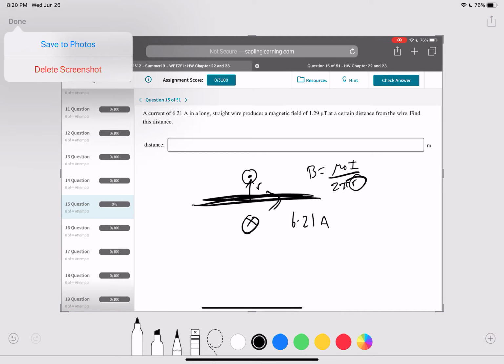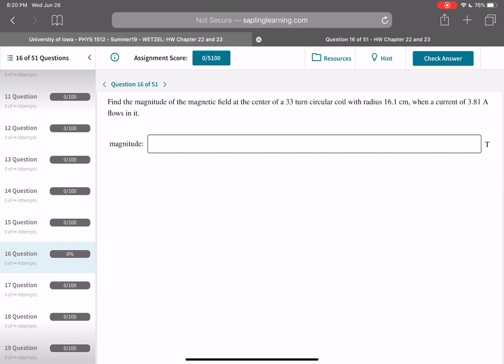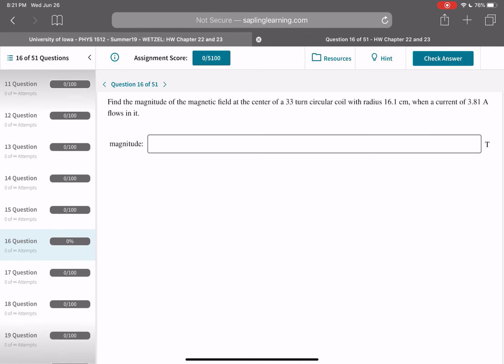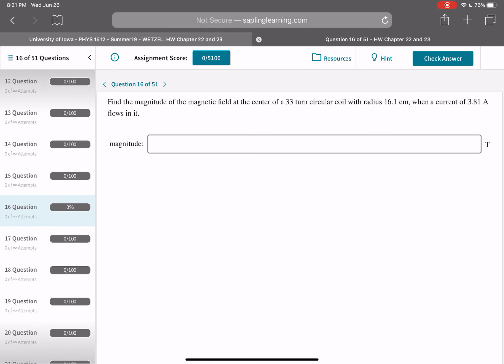16. Find the magnitude of the magnetic field at the center of a 33-turn circular coil with a radius of 16.1 centimeters with a current of whatever. Again, plug and chug. We've got n turns, radius 16.1, so we can calculate the B field at the center of a circular loop. It's just like B equals mu naught I over 2 pi r, but in this case it's for current in the center of a loop.